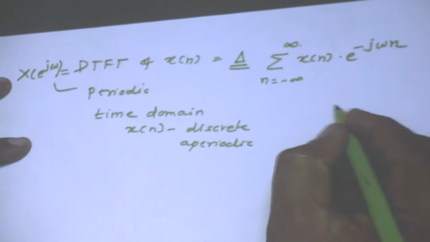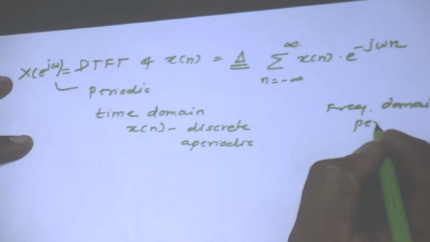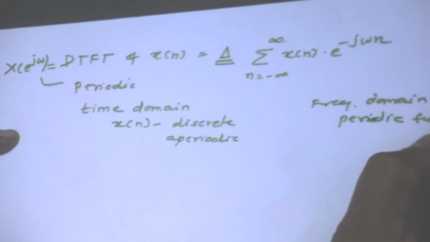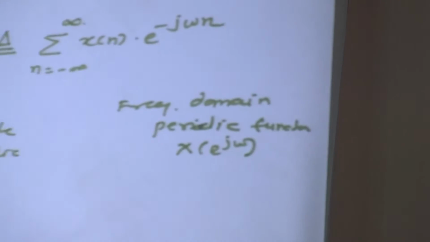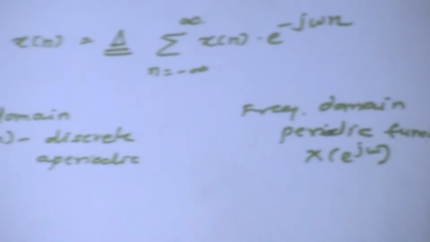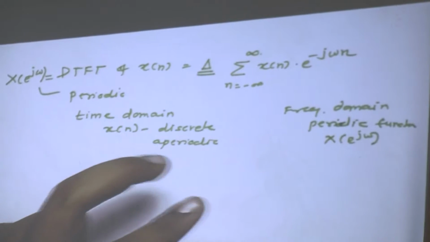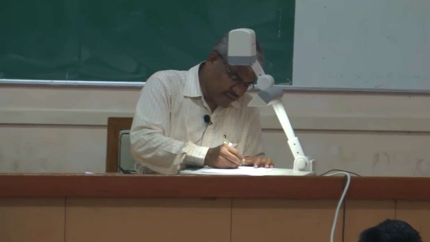This function can be represented in the frequency domain by a periodic function X(e^{j omega}). So in the frequency domain it is periodic, in the time domain it is discrete. Have we seen an exact dual of this? Where did we see that? We have seen it in the Fourier series case.